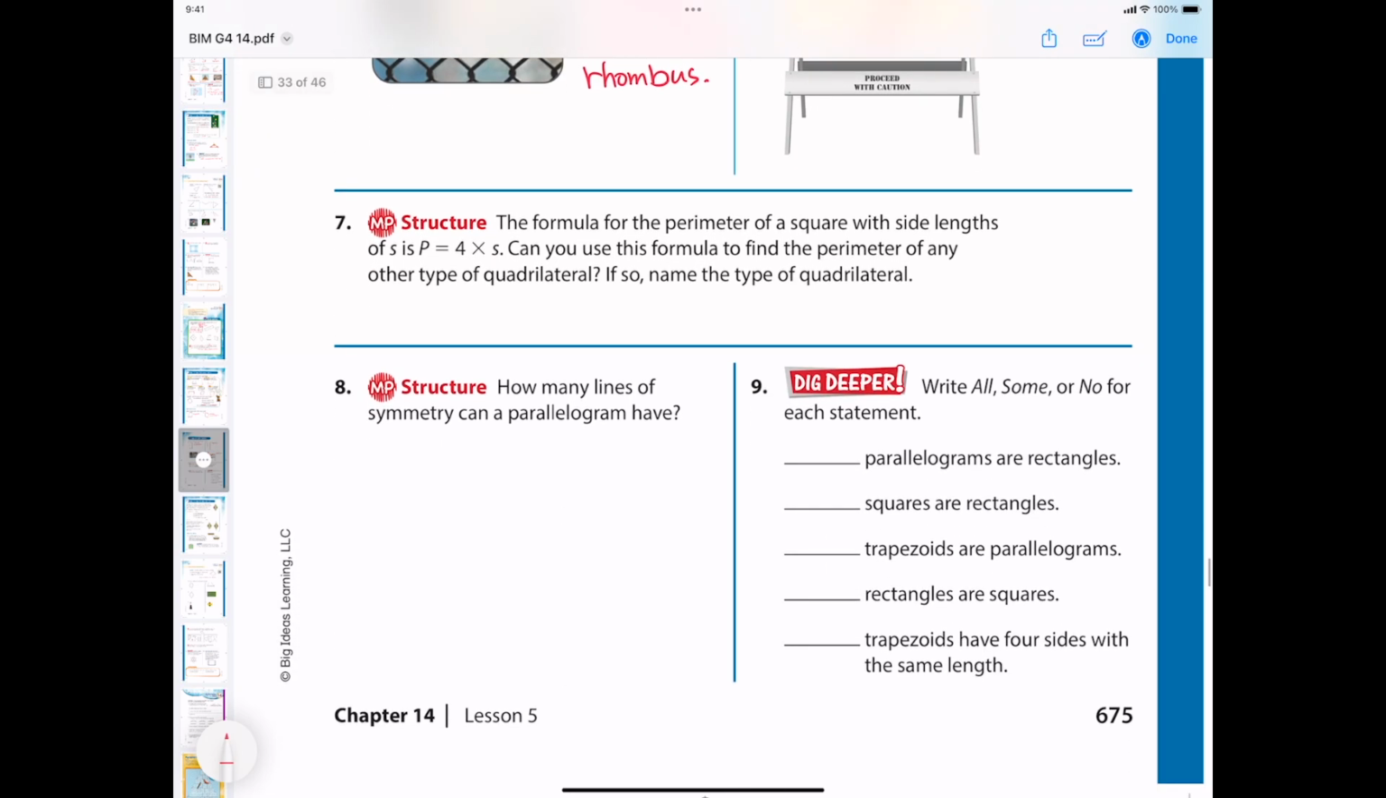Number 7. The formula for the perimeter of a square with side length s is P equals 4 times s. Can you use this formula to find the perimeter of any other type of quadrilateral? If so, name the type of quadrilateral. It has to have four equal sides. That means square and rhombus. Yes, you can use this formula for a rhombus.